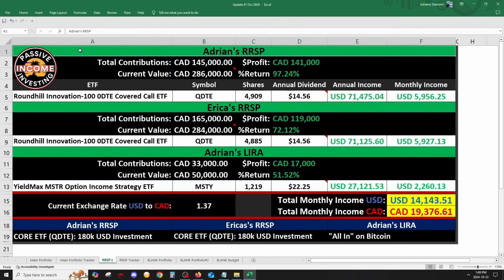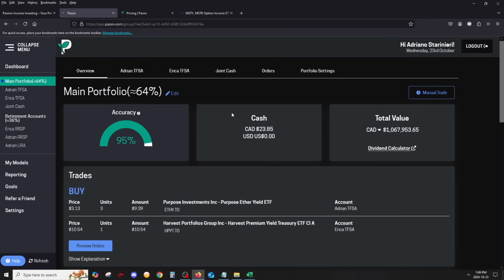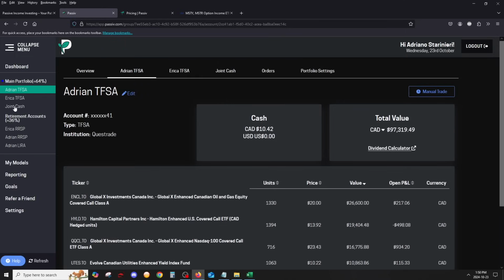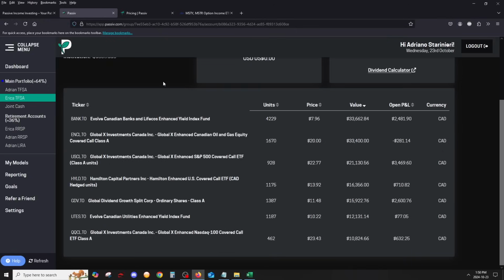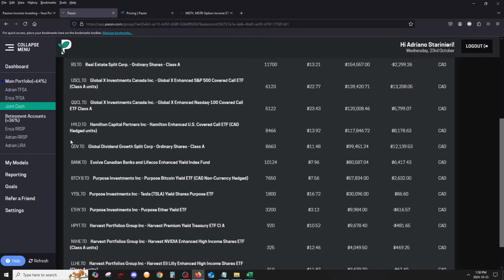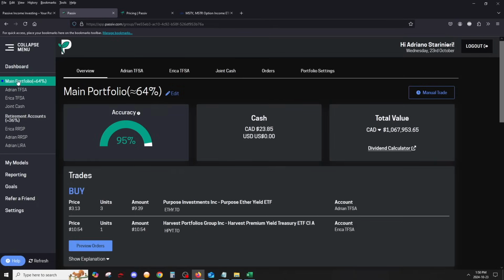So now let's move on to my main portfolio. The main portfolio, guys, comprises our 2 TFSAs. You can see what we have here. You could pause the screen if you want. Here's my TFSA, this is Erica's TFSA, and of course our joint cash account, our joint non-registered account.